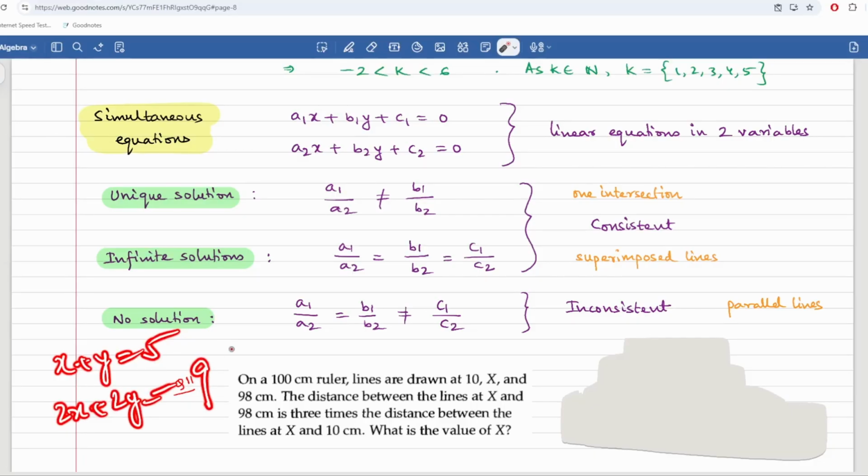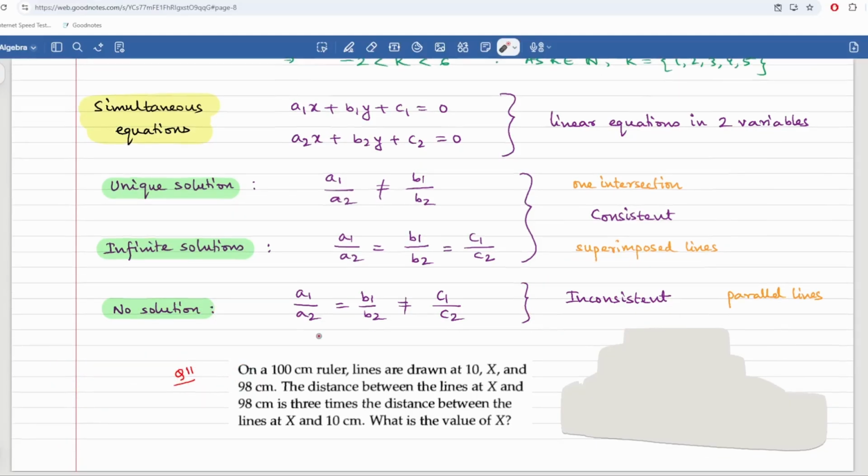That doesn't work, right? Because by this logic, 2x plus 2y should have been 10, but I am saying that this is 9. So either this is a lie or that is a lie. Therefore, the system is inconsistent. On the graph, it presents itself as parallel lines. With that being said, try this question.